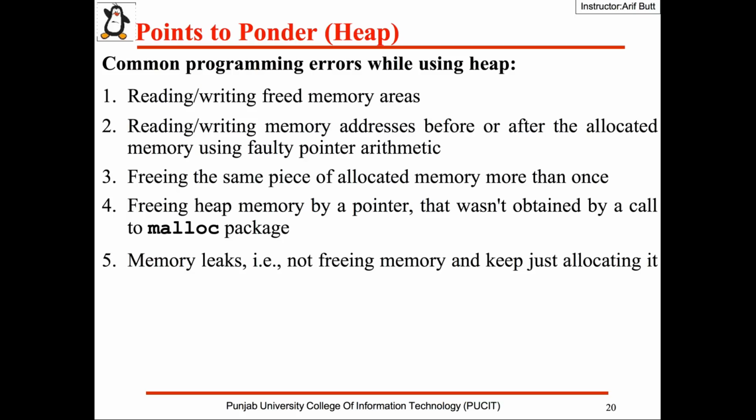Let me move ahead. This slide shows the 5 common programming errors that most programmers make when dealing with the heap. You must not do these. The first is trying to read or write freed memory areas. The second is reading or writing memory addresses before or after the allocated memory, using maybe faulty pointer arithmetic. The third is freeing the same piece of allocated memory more than once. The fourth is freeing heap memory with a pointer that was not obtained by a call to the malloc package. And the last is memory leaks, that is, not freeing memory and just continuing to allocate it.